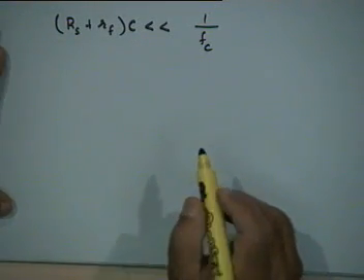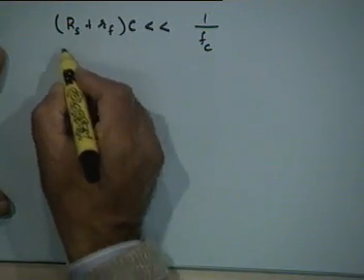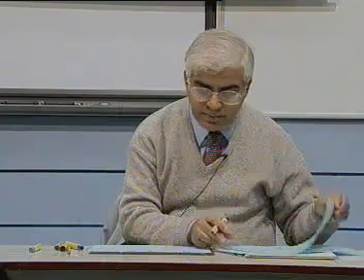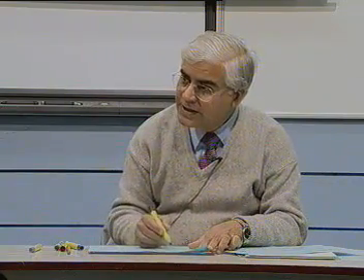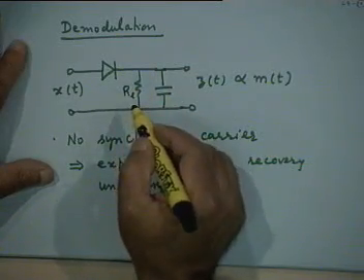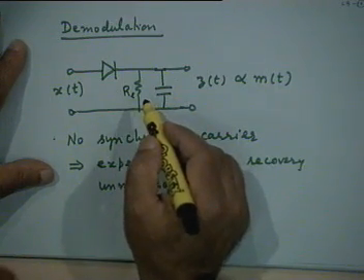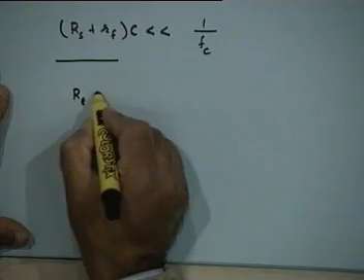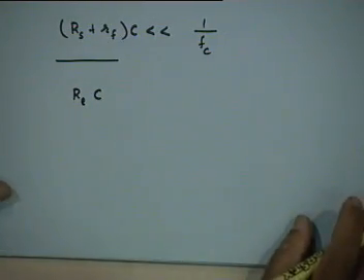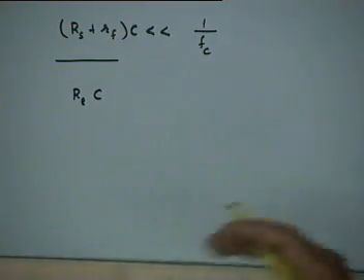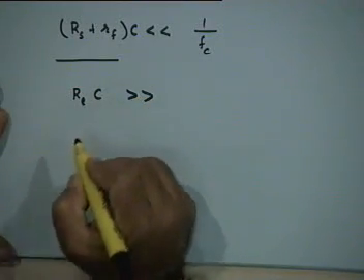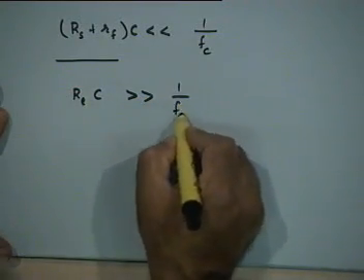The second condition is regarding the discharge. What would you like the discharging time constant to be? What is the discharge path? Let's come back to this. Through RL. So what is the discharging time constant? RL times C, right? So what would you like RL times C to be? Should it be a large value or a small value? It should be large. It should discharge slowly, right? So RLC should be much greater than 1 by fc.